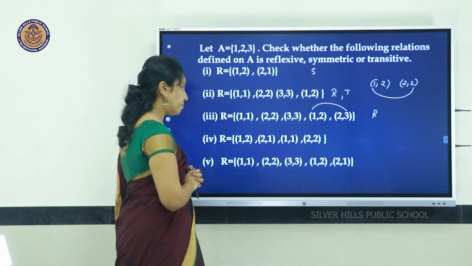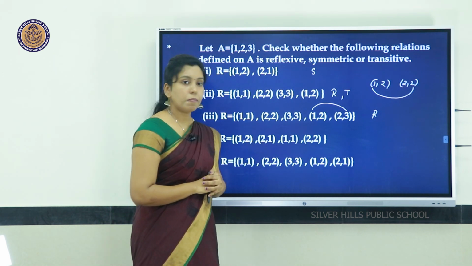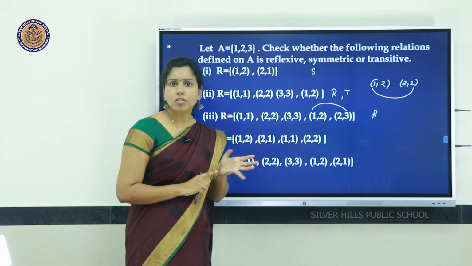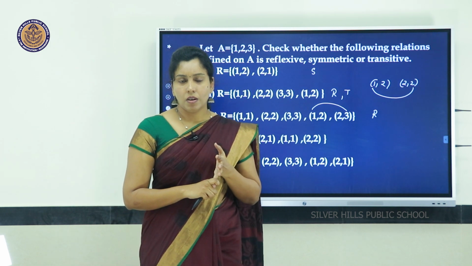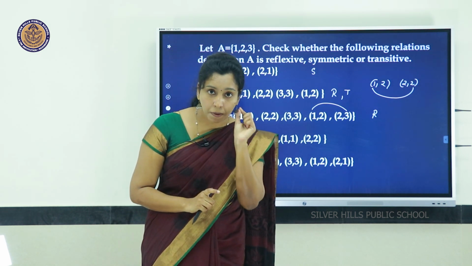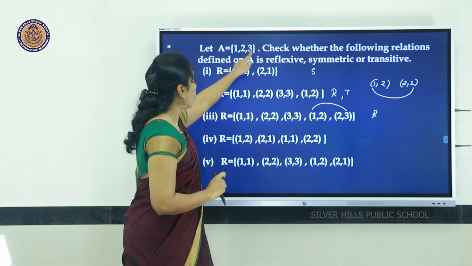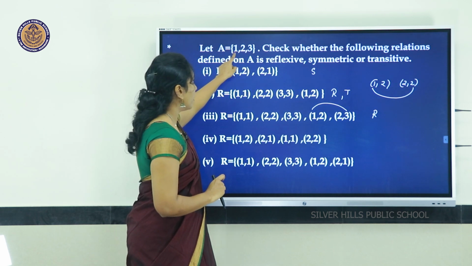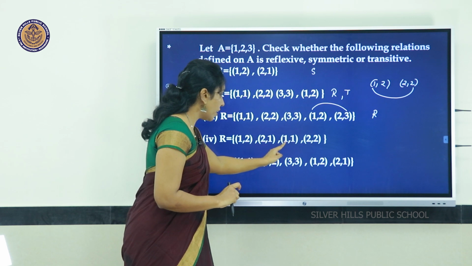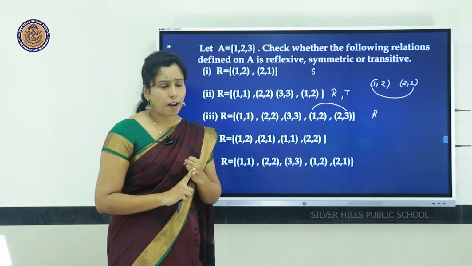Coming to the fourth one. We are searching for 1, 1. Yes. 2, 2. What about 3, 3? 3, 3 is absent. Okay? So, it is not reflexive. For a relation to be reflexive, A, A must be present in the relation for all A a member of the original set. So, how many elements are there? 1, 2, 3. 3 members are there, but here we have just 1, 1 and 2, 2. 3, 3 is absent. So, it is not reflexive.